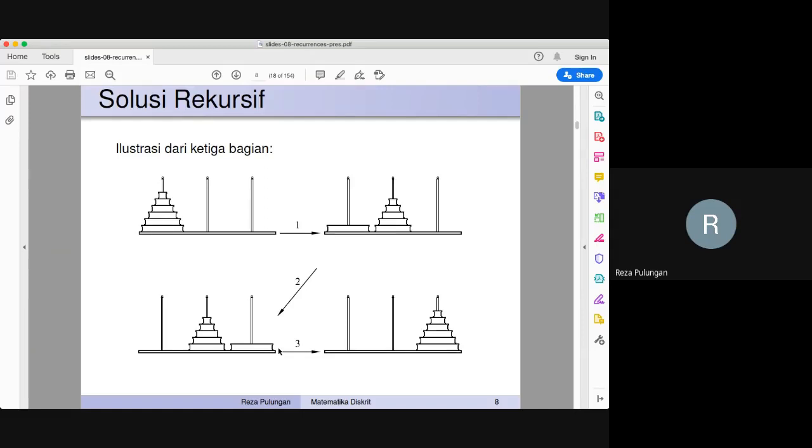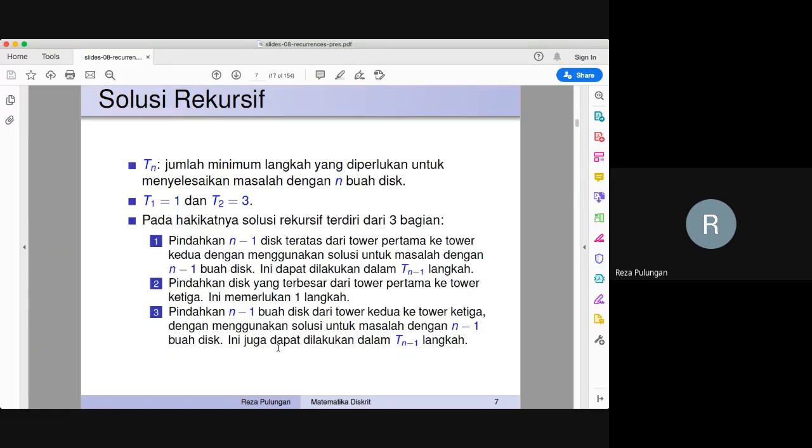So let me go back one slide, and you can look at this. This is basically what I have done. Move the topmost n minus 1 disks from the first tower to the second tower by using the solution that we know for n minus 1 disks. How many steps do we need for this? T(n minus 1). And then move the largest disk from the first tower to the third tower. How many moves do we need? Exactly one move. And then the third step, move the n minus 1 disks that you have already moved to the second tower from the second tower to the third tower, by using the general solution for n minus 1 disks. How many moves do you need?